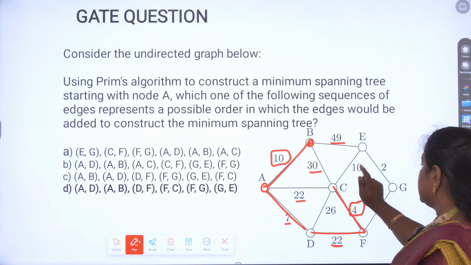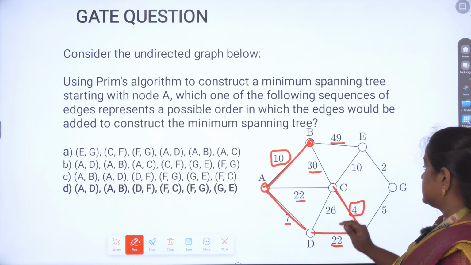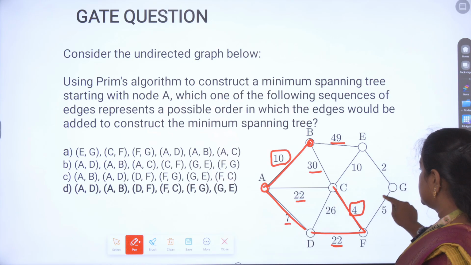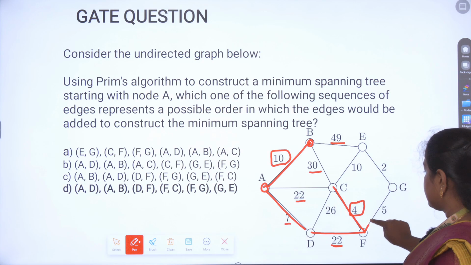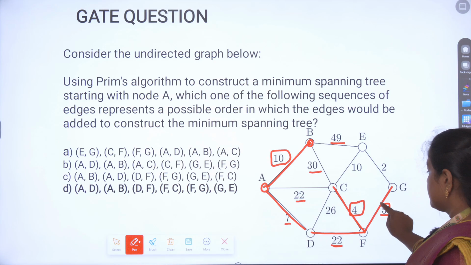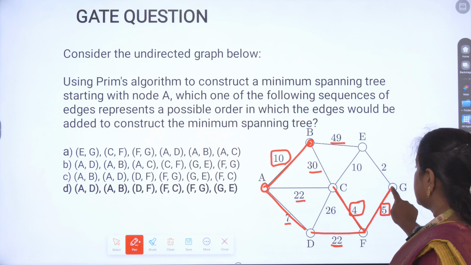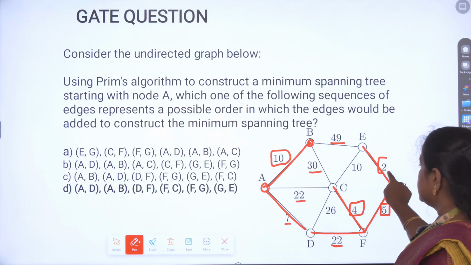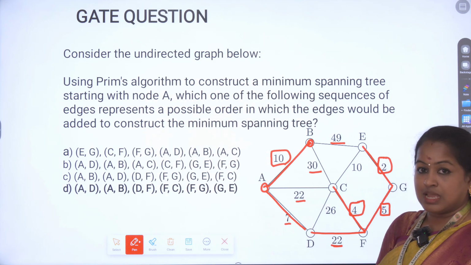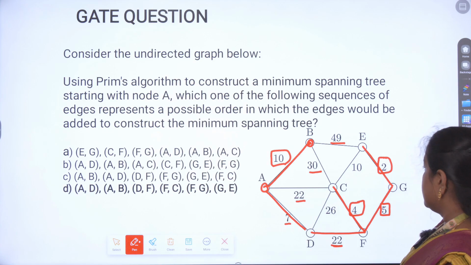Now I have to travel E and G. When I see from F to G, it is smallest, I have only 5. So I will travel from F to G. Now from G to E, it is only 2. So I am going to travel from G to E.